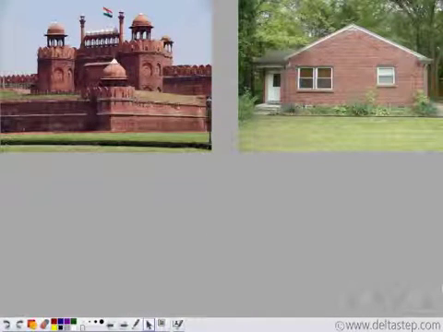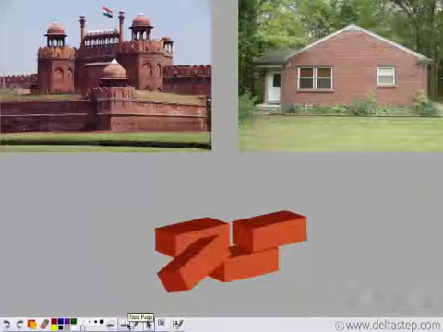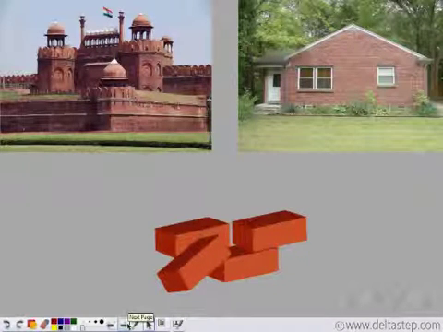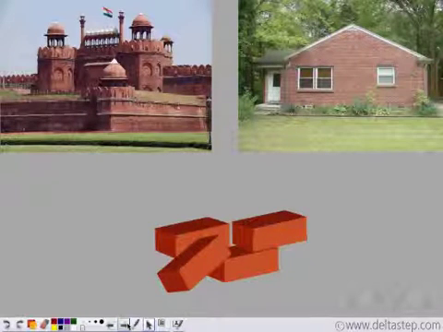What are buildings or houses made of? All buildings and all houses are made up of building blocks known as bricks. So, what do you think? Which of the two buildings that you see here would require more number of bricks to build it?